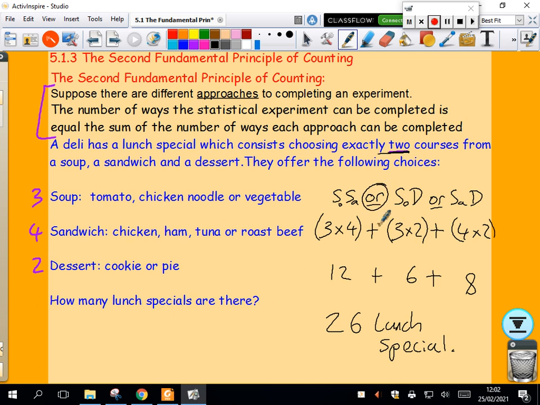Or tends to mean add. If we're talking about choosing a soup and then choosing a sandwich, that and then tends to mean multiply. So or tends to mean add, and then tends to mean multiply.